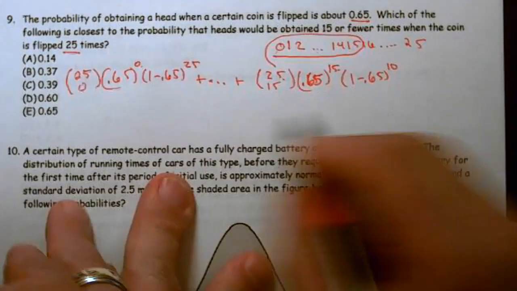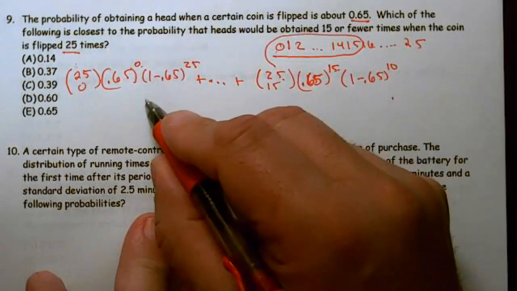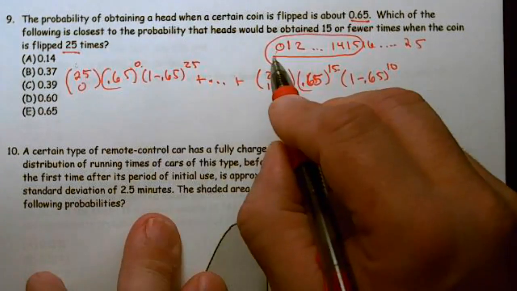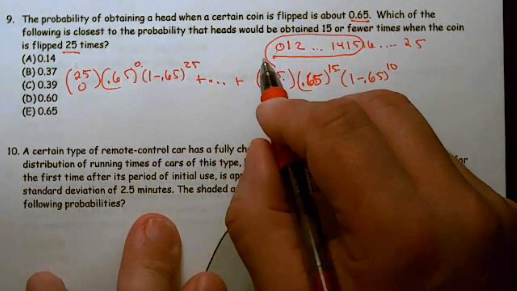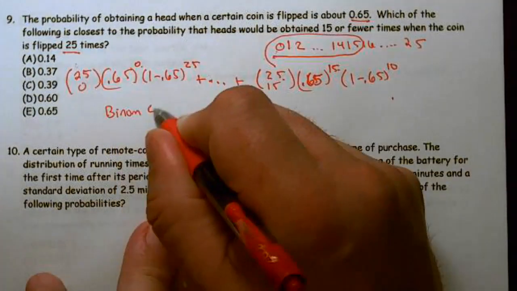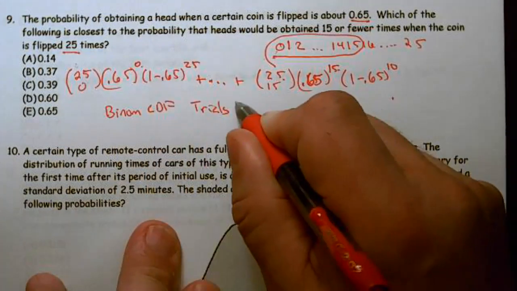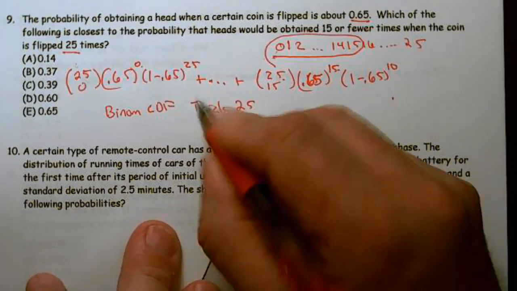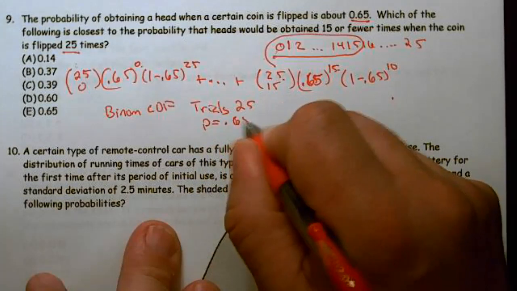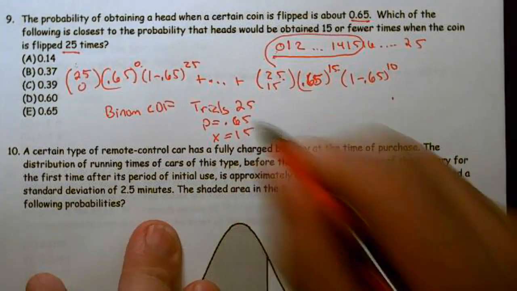What I'm plugging into the calculator is this, and this is the work that I need to show to receive credit. Then for the calculator part, since we have the lowest value, we don't have to do a 1 minus. So we're just going to do a binomCDF. How many trials did we have? We had 25 trials. Our probability of success is 0.65, and our X value in this case was 15.